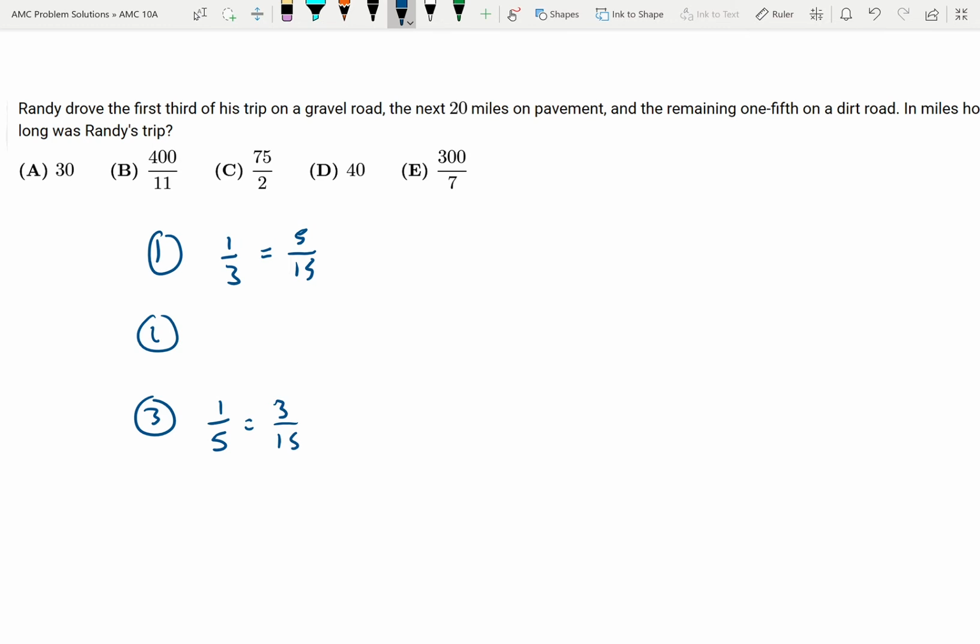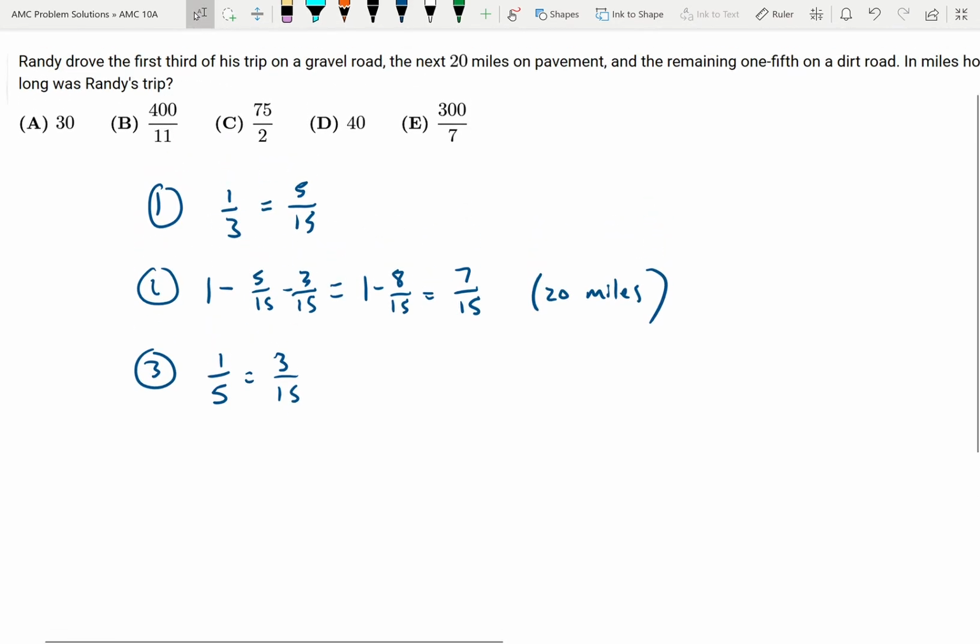If there are only 3 parts to the trip, the second part has got to be the whole trip minus 5/15 minus 3/15. So it's 1 minus 8/15, which is 7/15. So that middle pavement part was 7/15 of the trip, and we know he traveled 20 miles during that time.